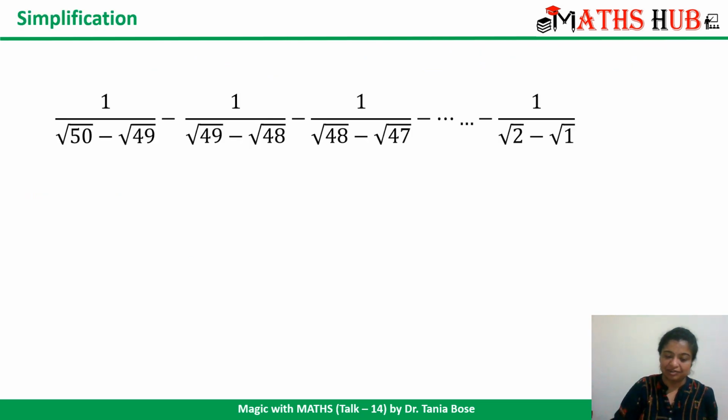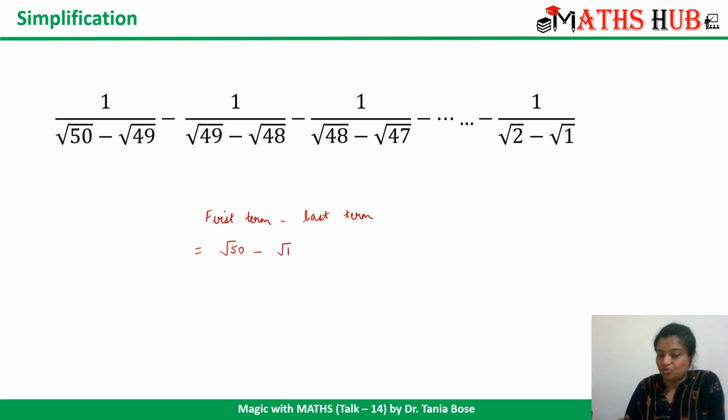The other simplification question is 1 upon root 50 minus root 49. Now you can see there is a minus sign everywhere, right? The numbers are consecutive, but here also there is a minus sign. So in this case, what is the trick? The trick is first term minus the last term, right? Again, I'll explain how it is applied. What is my first term? First term is root 50. And what is my last term? My last term is root 1, right?